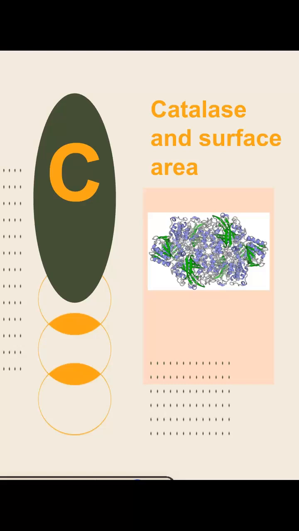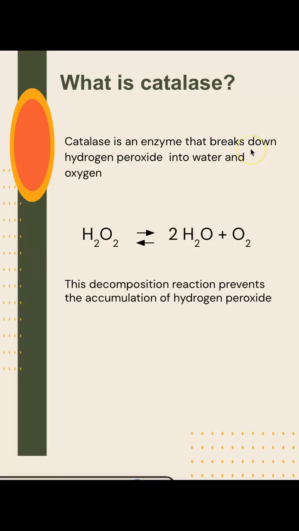In this activity, we're going to again look at enzymes, but this time we're going to compare it with surface area. The enzyme in question is called catalase, and this is the quaternary structure of catalase. Catalase is an enzyme that is found in many different living organisms. The purpose of this enzyme is to break hydrogen peroxide into water and oxygen.